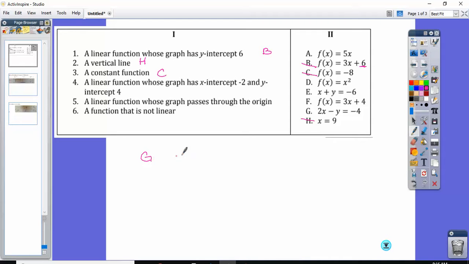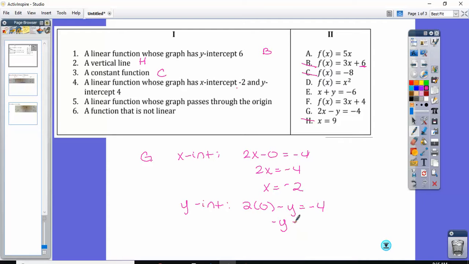Let's check it. If you wanted to find the x-intercept, that means your y is 0, or you cover up your y. And we get -2. If I want my y-intercept, you plug in a 0 for your x. And you do get y equals 4, so that one does work. So number 4 is G.